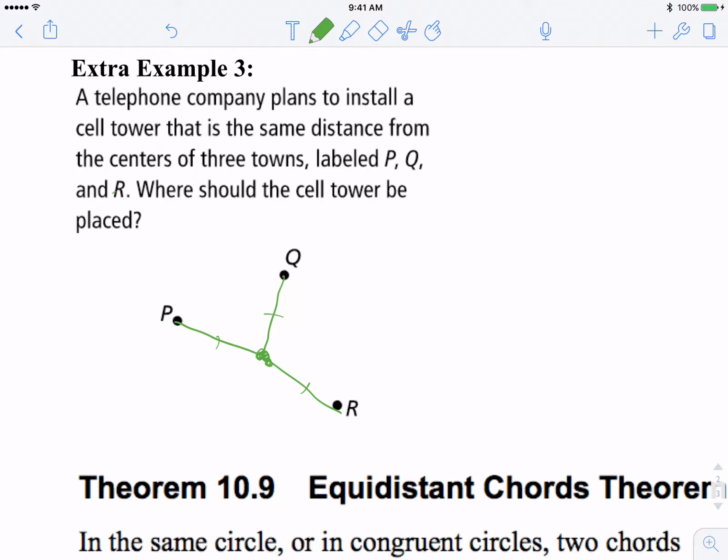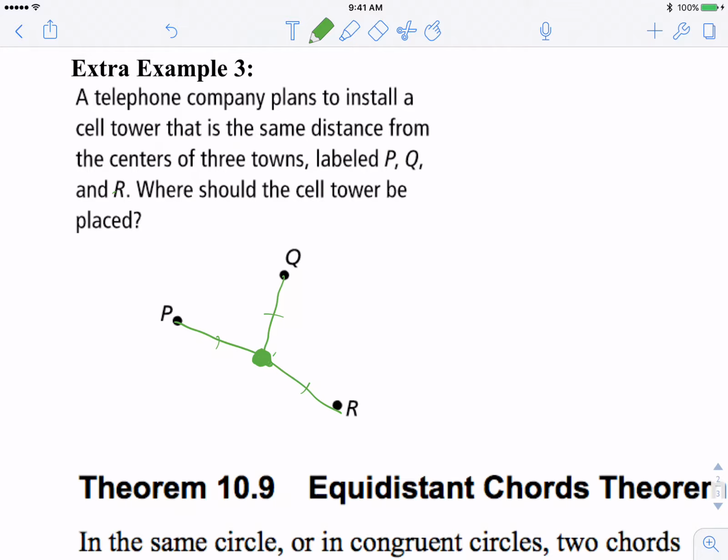So if you notice, if I think of all of those as radii, then we would be the same distance from all 3 towns. Okay. So I'm looking for the same distance from all 3 towns. So really, I'm wanting that point to be the center of my circle.